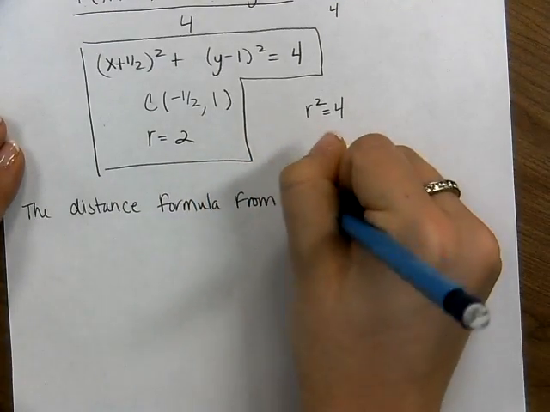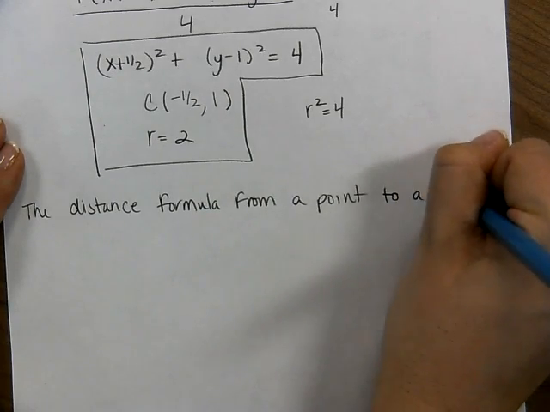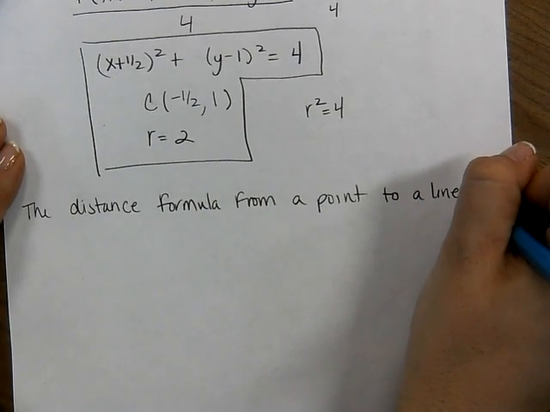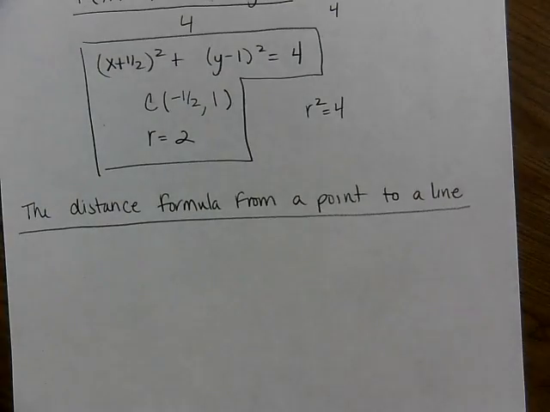From a point to a line. Okay, so that's what we're going to do right now. We know the distance formula, like if you're given 2 points: square root of (x1 minus x2) squared plus (y1 minus y2) squared. We know that. You've been learning that forever.